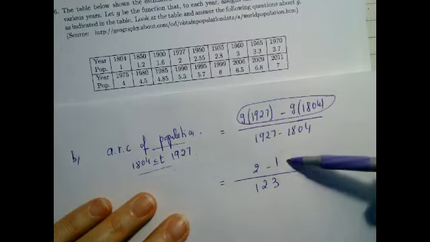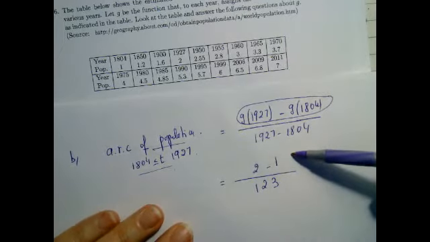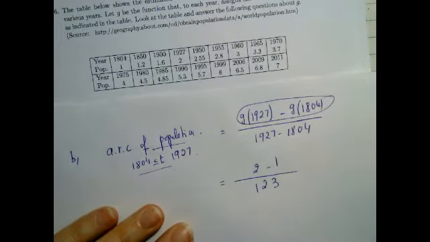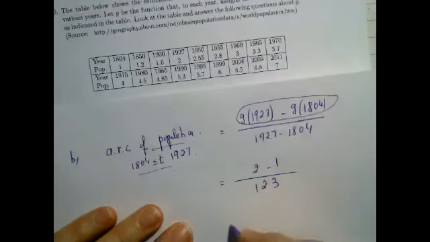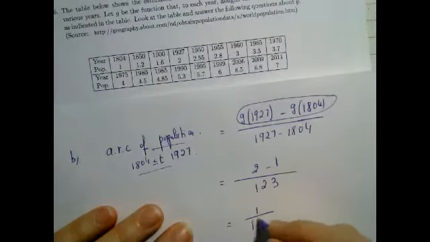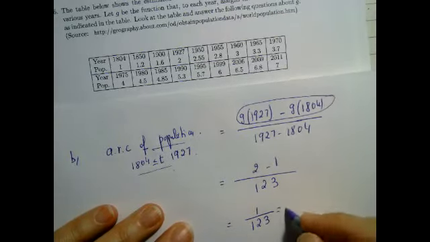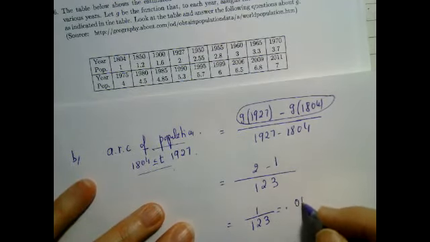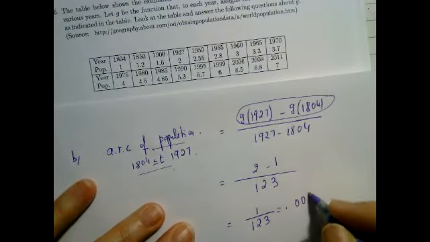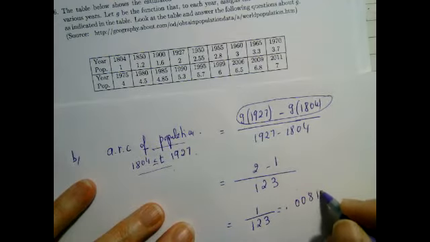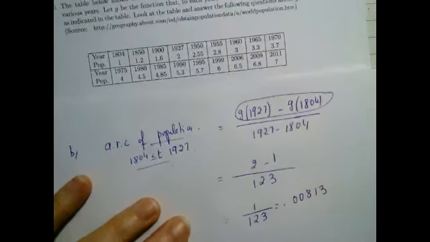All right, so what goes in the numerator is the change in population. What goes in the denominator is the change in time, which is going to give me 1 over 123. Which is a weird number, and you will see in a minute why it is weird. So if I use my calculator, I'm getting 0.00813. Okay, I'm going to drop the rest.